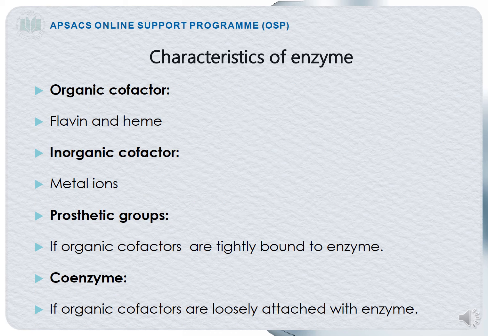Characteristics of enzymes also include some organic cofactors and inorganic cofactors. Organic cofactors include the flavins and the heme molecules, and the inorganic include the metal ions. Now another word came, that is the prosthetic groups. When these organic cofactors like flavin and heme are tightly bound to the enzyme, they are known as prosthetic groups. Right? And when they are loosely attached to the enzyme, then they are known as the coenzymes.